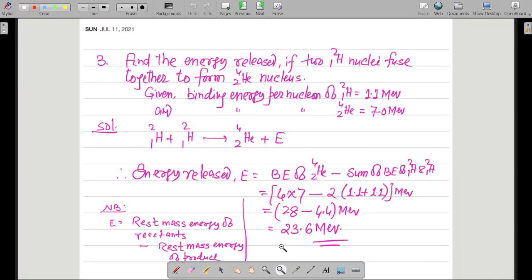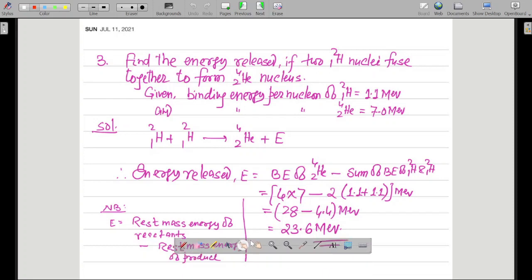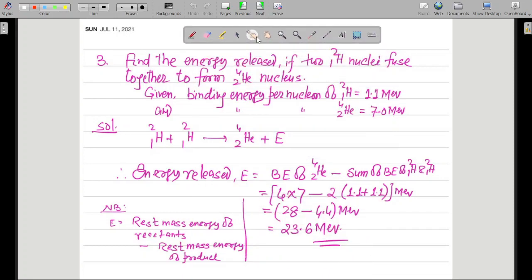The problem says, just a second friends, I will have to put this to the upward side. Yes, now it's okay. Find the energy released if two H12 nuclei. Okay, what is H12? H12 is deuterium actually.